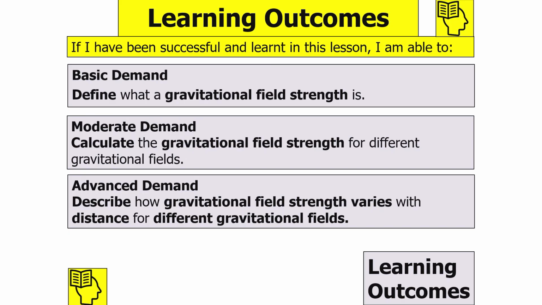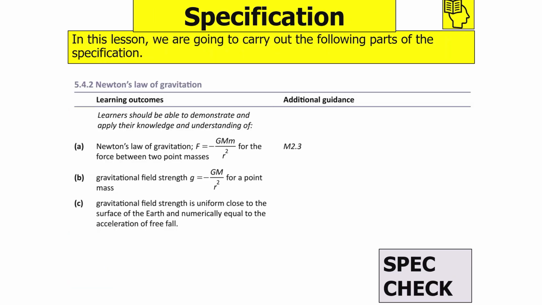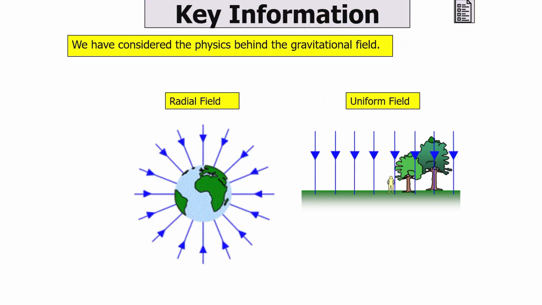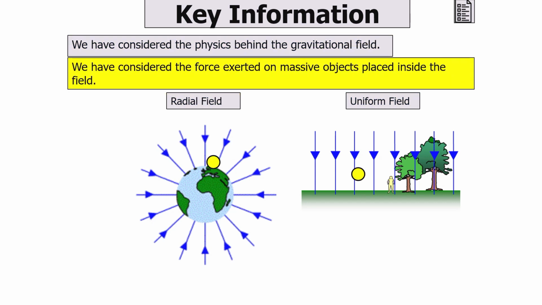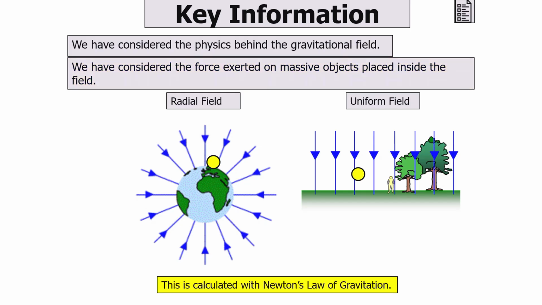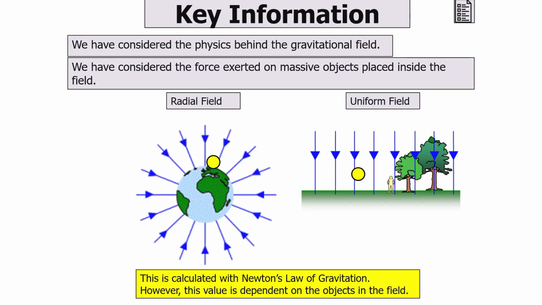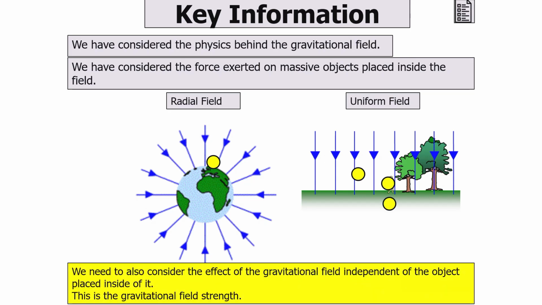So we're going to be looking at the following part of the OCR A-Level Physics specification, which is Newton's laws of gravitation. Now we have considered the physics behind the gravitational field. We have also considered the force exerted on massive objects placed inside the field. This is calculated with Newton's law of gravitation. However, this value is dependent on the objects in the field. We need to also consider the effect of the gravitational field independent of the objects placed inside of it, and this is the gravitational field strength.